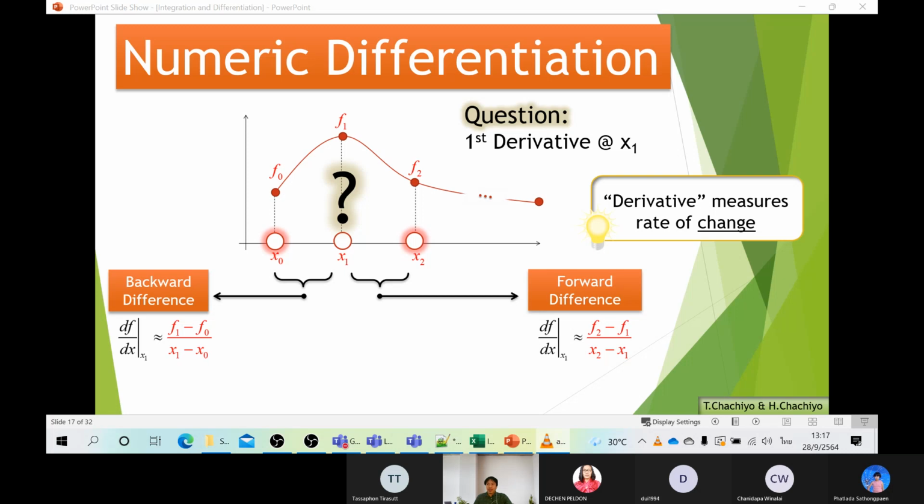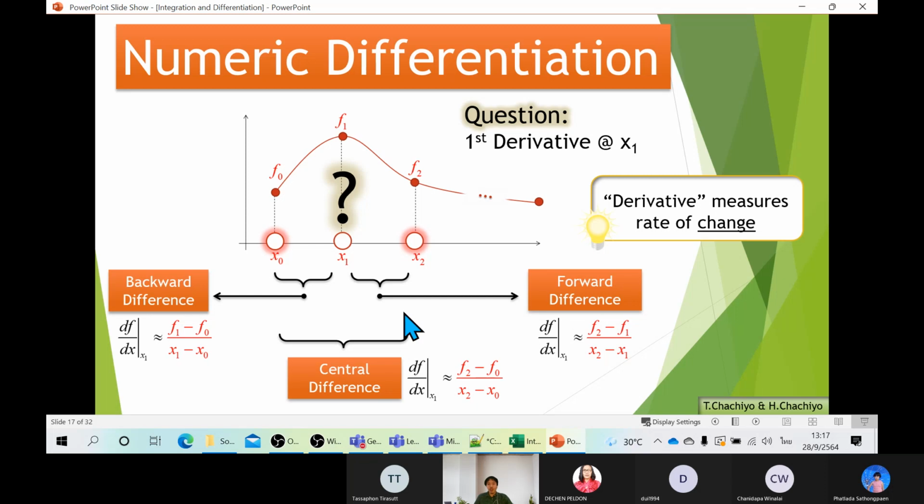So that's exactly what I am going to talk about. What we call that method is the central difference method. So you have this F2 minus F0, the point on the right and the point on the left. Again, you need to divide that by the change of the x value over there.